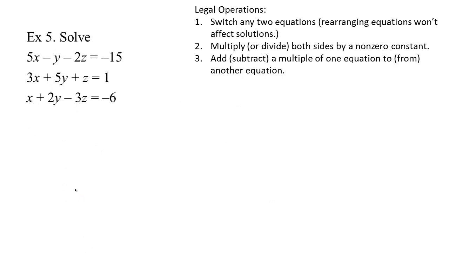Let's do another one. Solve this system. Again, I think I would like to switch equation 1 and equation 3, so I could work with this x, which I call my pivot. If I send that up, it would be easier to work with that pivot, especially since I'm doing the multiplication by hand.